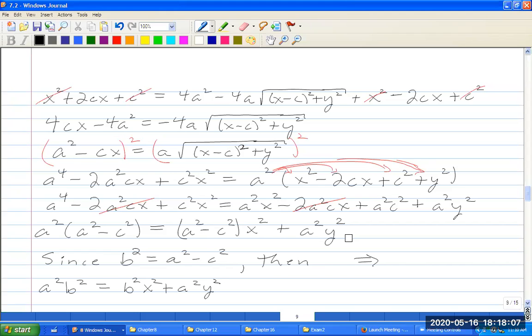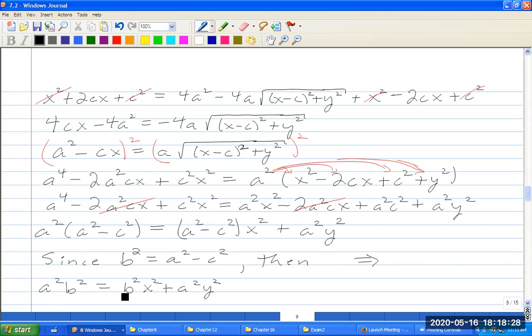Now, recall at the very beginning, I said that b squared was a squared minus c squared. So let's replace a squared minus c squared by b squared. So this becomes a squared b squared equals b squared x squared plus a squared y squared.